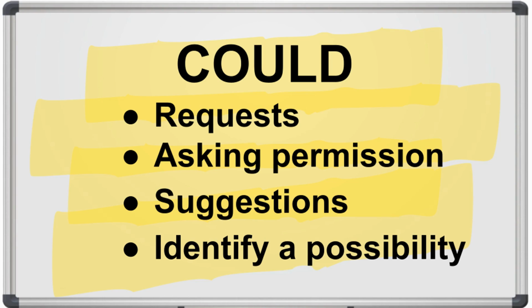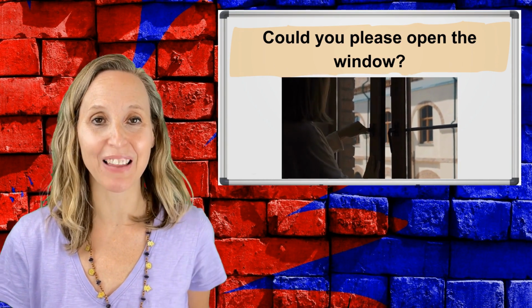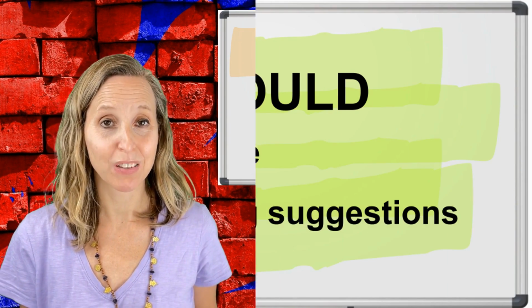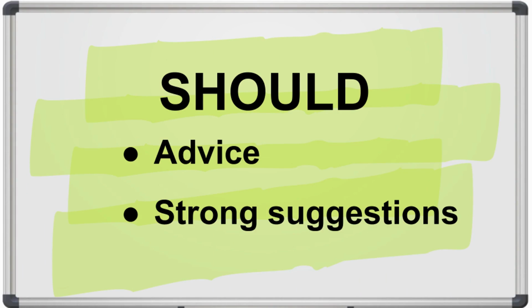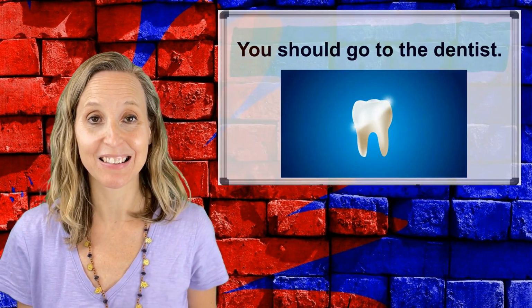Could is used for requests, asking permission, suggestions, and to identify a possibility. Could you please open the window? This is a polite request. Should is used for strong suggestions and advice. It is very close to you need to, which expresses an obligation. You should go to the dentist. This is advice.